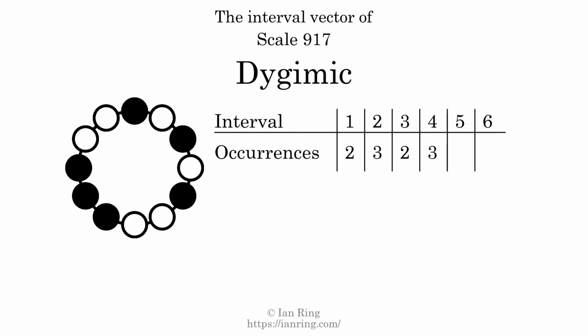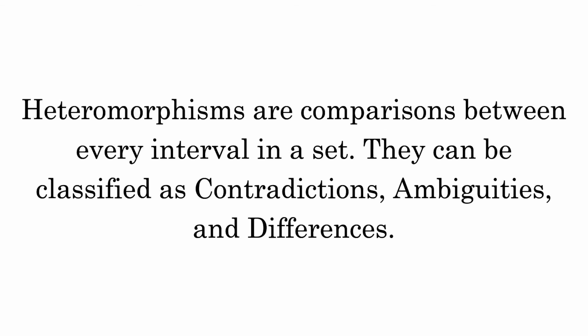There are 3 intervals with a size of 4 semitones. They are here, here, and here. There are 4 intervals with a size of 5 semitones. They are here, here, here, and here. There is 1 interval with a size of 6 semitones. It is here. Each interval does not appear in this scale a unique number of times, so this is not a deep scale.